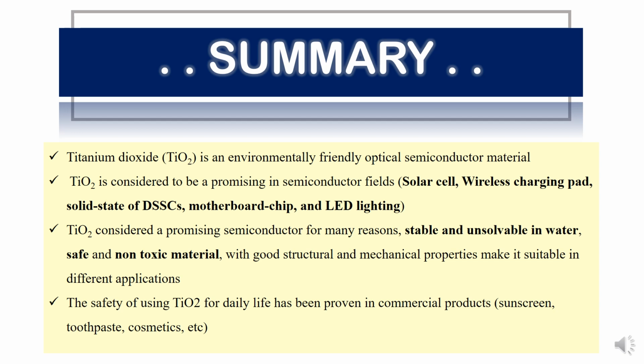And finally, we are going to talk about our summary. First, titanium dioxide is an environmentally friendly optical semiconductor material. Secondly, titanium dioxide is considered promising in the semiconductor field, like solar cells, wireless charging pads, motherboard chips, LED lighting, and also DSSC. Third, titanium dioxide is considered a promising semiconductor for a lot of reasons: it is stable, insoluble in water, and a safe, non-toxic material. And its good structure and mechanical properties make it suitable for different applications. And the last one is that the safety of using titanium dioxide in daily life has been proven in commercial products like sunscreen, toothpaste, and cosmetics. So this is our summary.